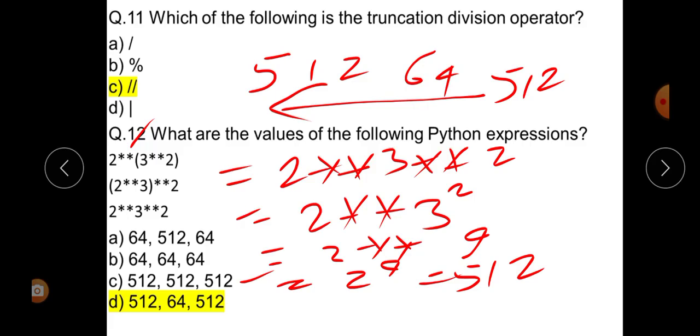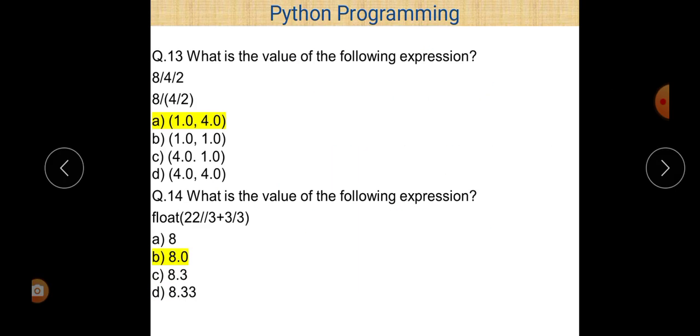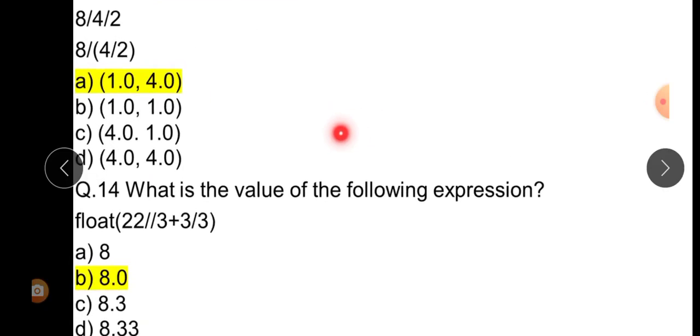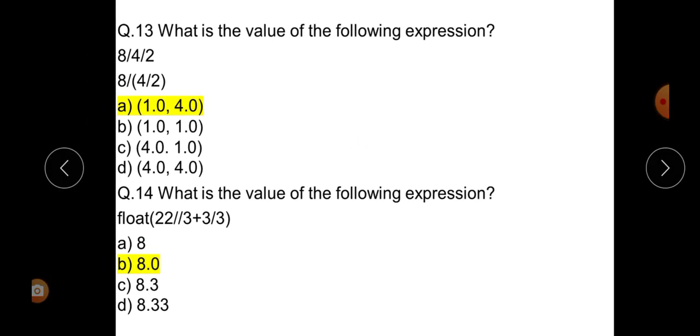Now I think it is clear to all of you. So let us take another question, that is question number 13. What is the value of the following Python expression? Okay, so let us see it. First, two expressions are given. So let us take the first expression.